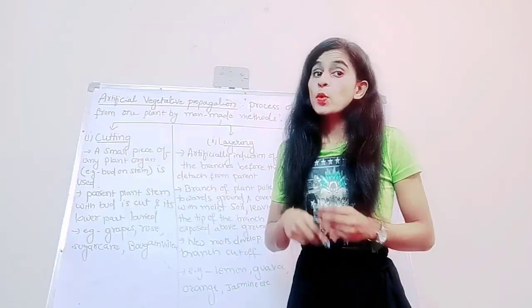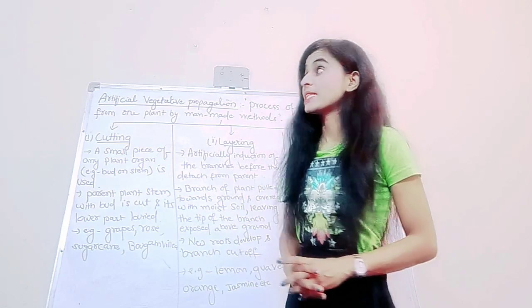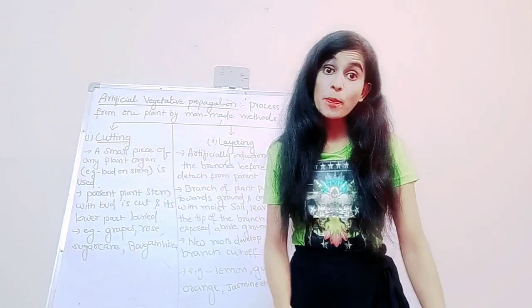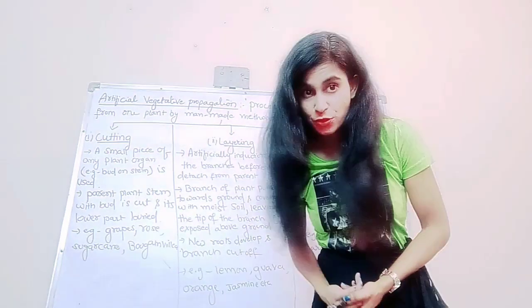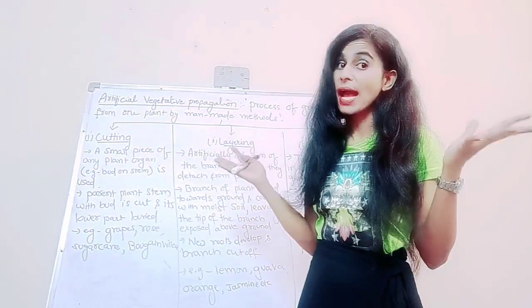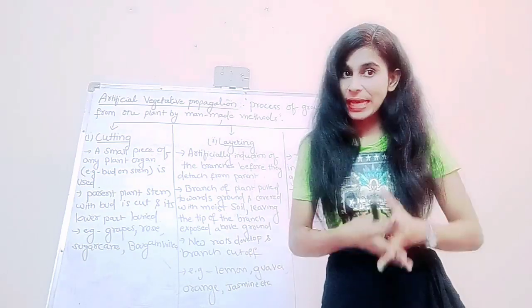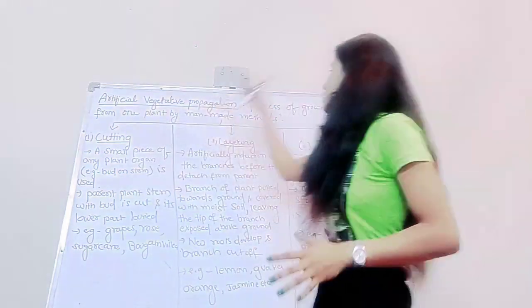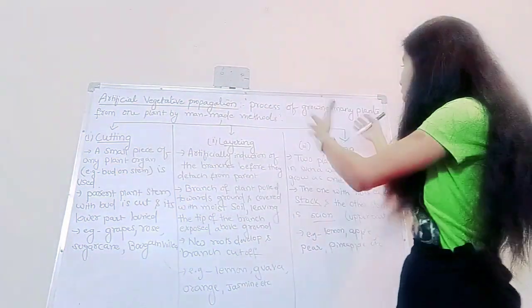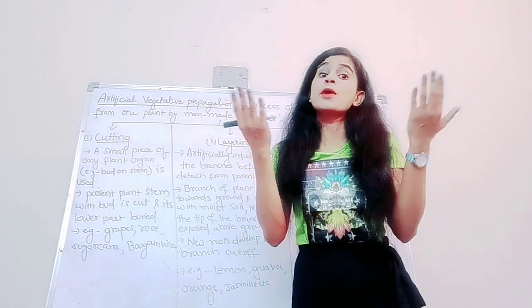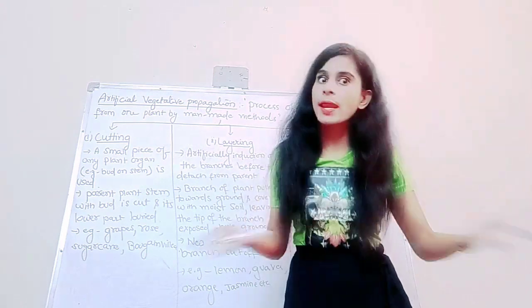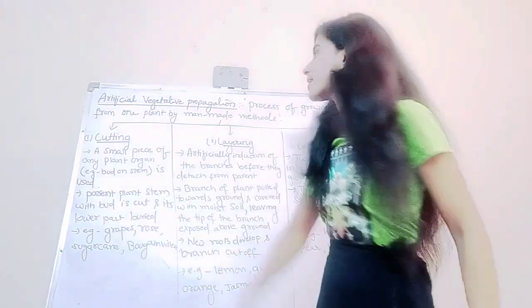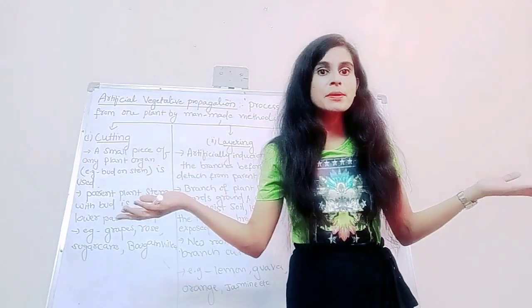Okay guys, now let's see the artificial vegetative propagation. I told you it is mainly done by horticulturists and involves man, so it is man-made. Artificial vegetative propagation is a process of growing many plants from a single plant, by man-made methods.